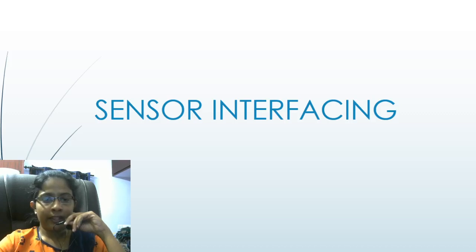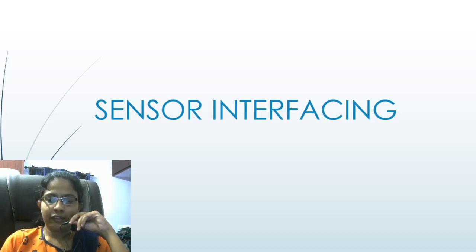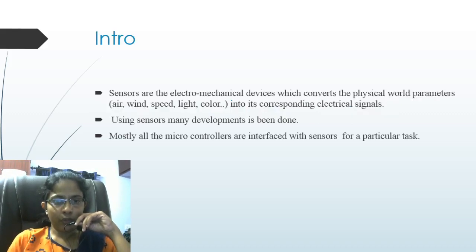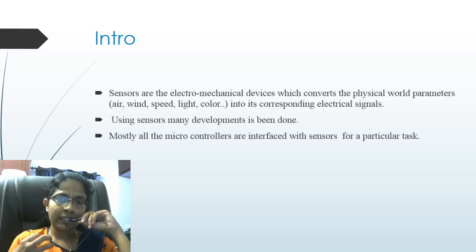So in today's class we are going to learn about sensor interfacing with a microcontroller. Before knowing that, we have to know what sensors are. Sensors are electromechanical devices that convert physical world parameters into corresponding electrical signals. The physical world parameters around us are temperature, light, humidity, moisture, pressure, and air quality. Also, we can monitor pollution with the help of sensors.